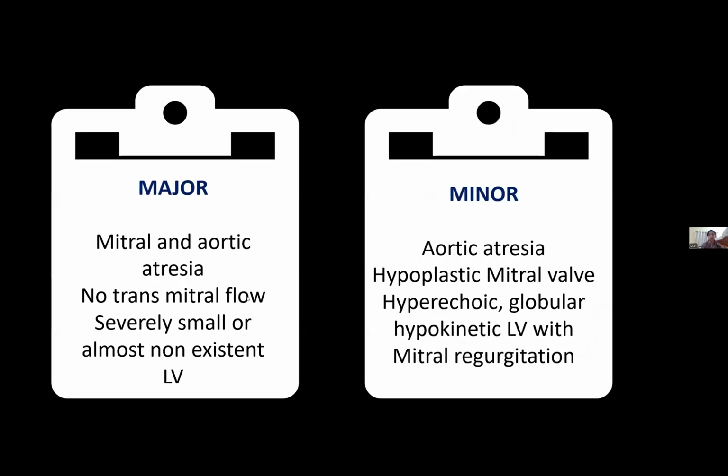There are two forms, the major and the minor form. In the major form, there will be mitral and aortic atresia, no transmitral flow, and a severely small or almost non-existent left ventricle. In the minor form, there will be aortic atresia and a hypoplastic but patent mitral valve, and a hyperechoic, globular, hypokinetic left ventricle with mitral regurgitation.